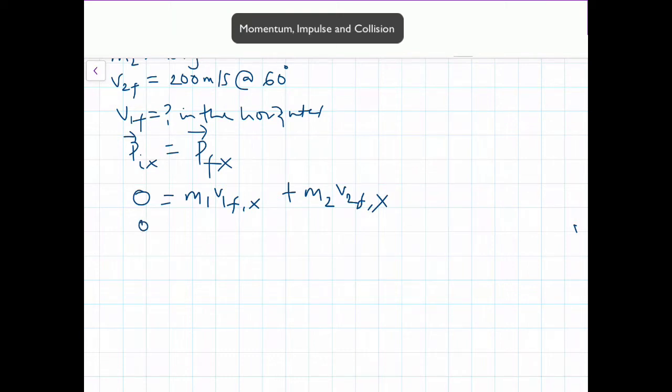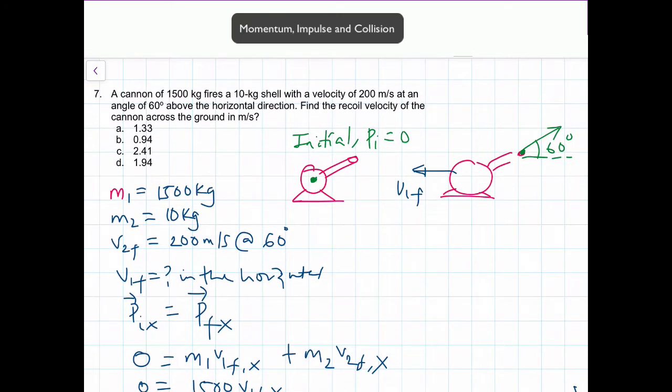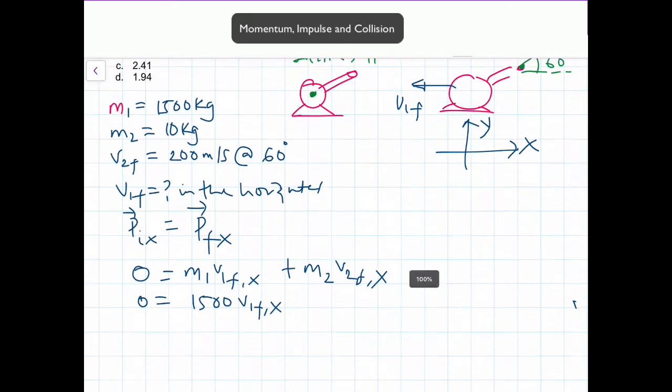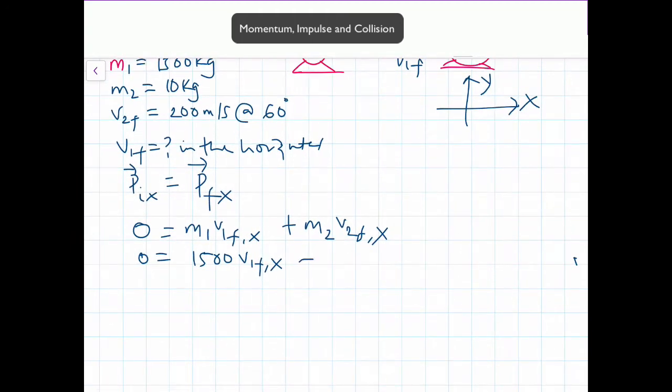Then mass 1, which is 1500, V1 final along the horizontal direction, because you know this is XY, if this is X and this is Y, then the shell is moving along the X direction, along the horizontal, along the ground, across the ground. That's what it literally says. Then you have the shell, which is 10, and then you will have to use V2 final.